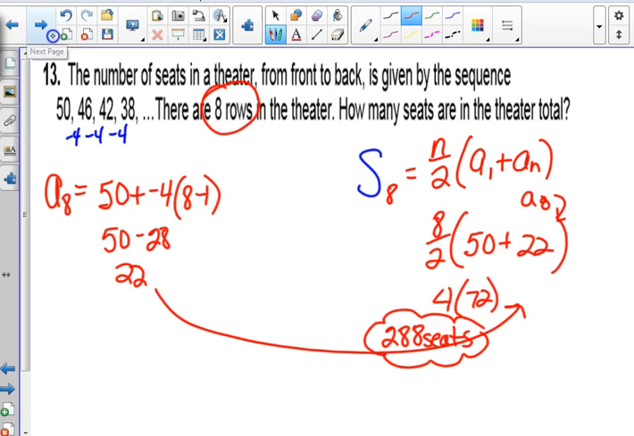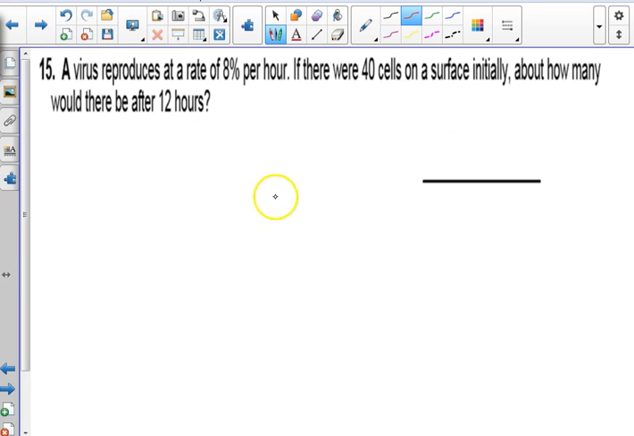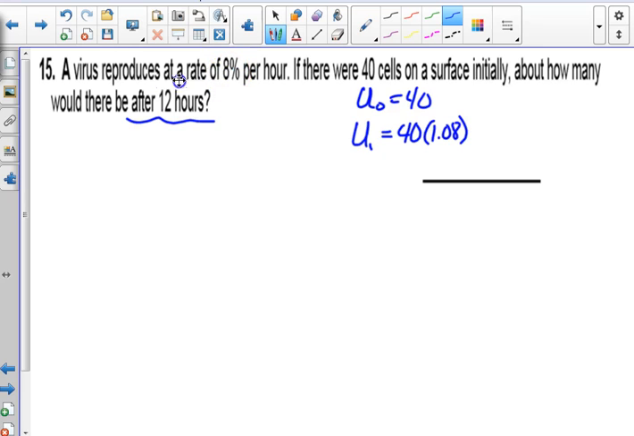Emma? 15. Okay, number 15, everybody wants to overthink. Okay? Honestly, if you were going to overthink it, this is u sub 0, and it says after 12 hours, so after 1 hour, okay, you would find, what are you going to multiply by? 1.08, 1 plus 0.08. I wouldn't do this at all.